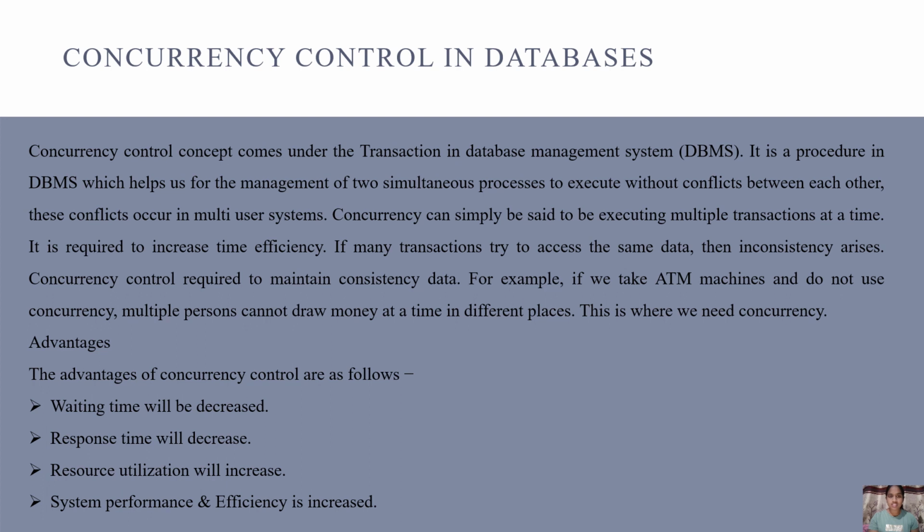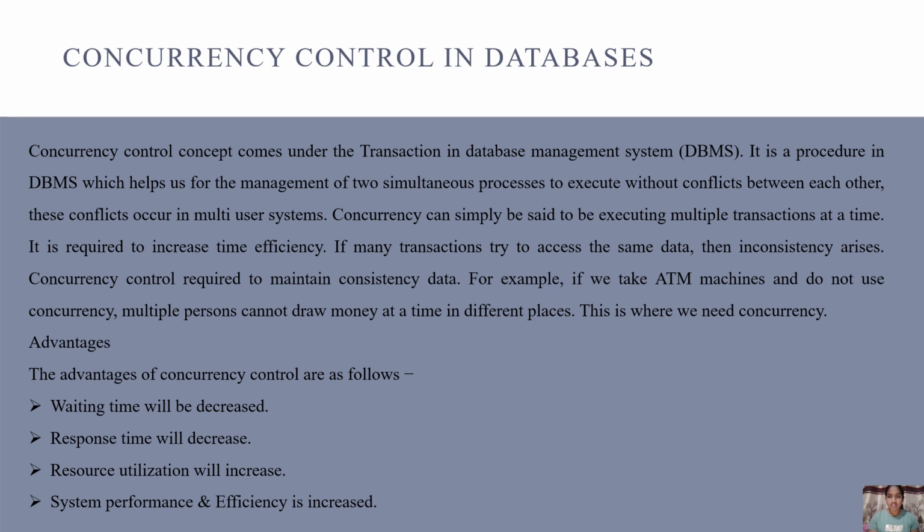Concurrency control concepts come under transactions in database management systems. It is the procedure in DBMS which helps us manage two simultaneous processes to execute without conflicts between each other. These conflicts occur in multi-user systems. Concurrency can simply be said to be executing multiple transactions at a time. It is required to increase time efficiency. If many transactions try to access the same data, then inconsistency arises. Concurrency control is required to maintain data consistency.